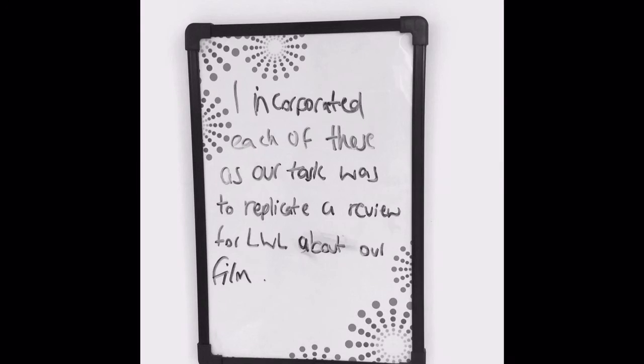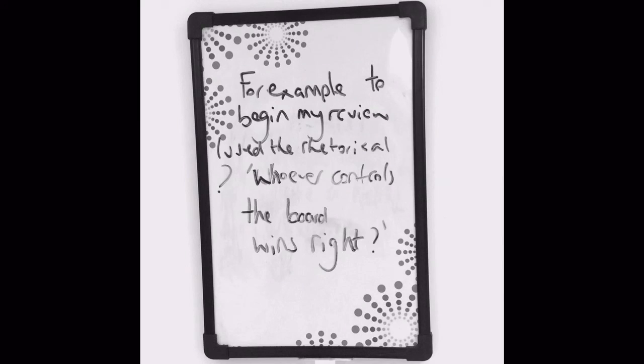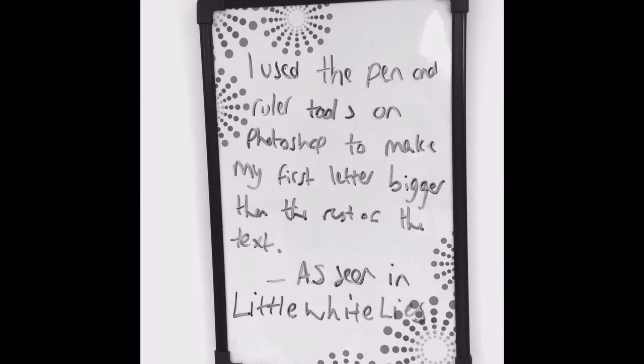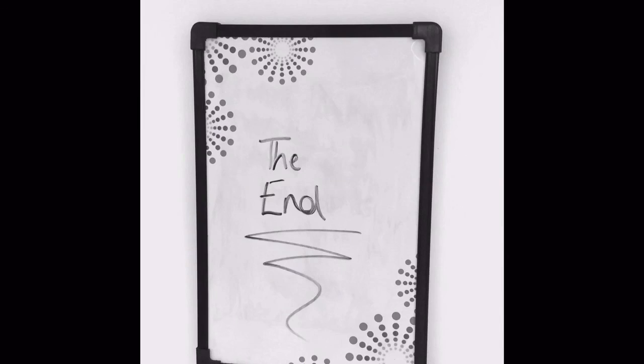I incorporated each of these as our task was to replicate a review for Little White Lies about our film. For example, I began my review with a rhetorical question. I also used humour to satirise my target audience, much like the average teenager. I used the pen and ruler tools on Photoshop to make the structure of the review sort of like Little White Lies. And that's the end.